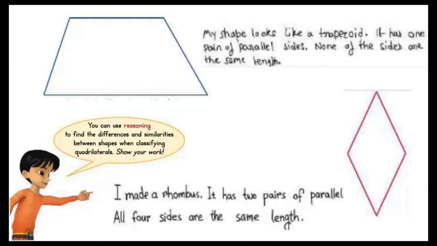He said, I made a rhombus. What are the properties in front of you? He started to discuss. It has two pairs of parallel sides. All four sides are equal or the same in length. So in Solve and Share, the requirement here is to draw any four-sided polygon and write a good comment as you see in front of you. You can copy the answer, by the way. So this is how to classify quadrilaterals by their properties.